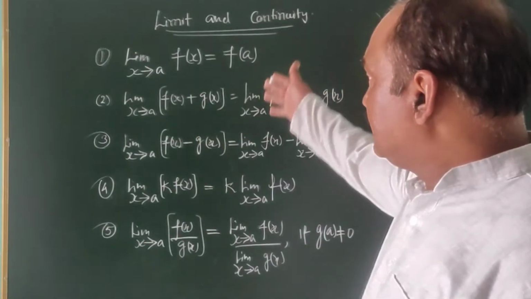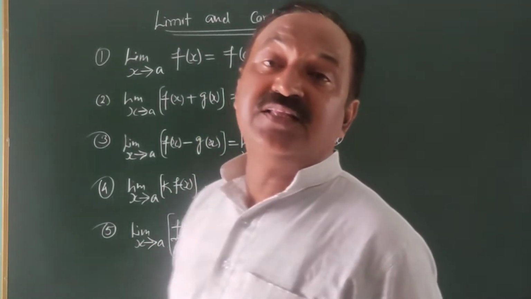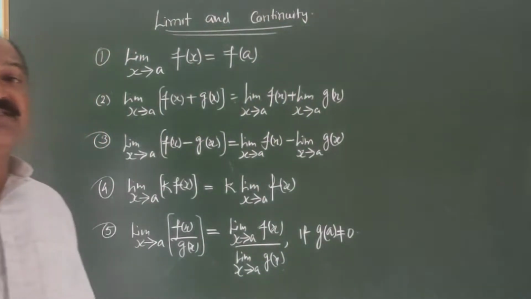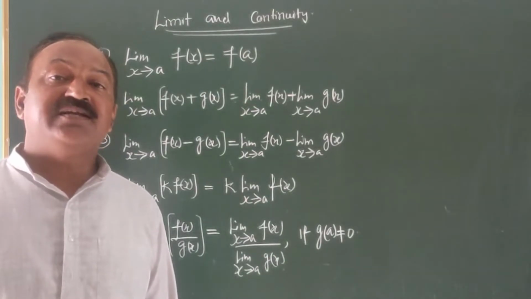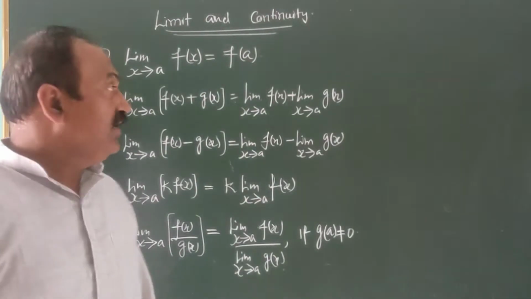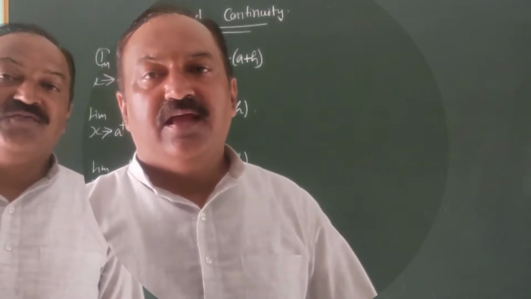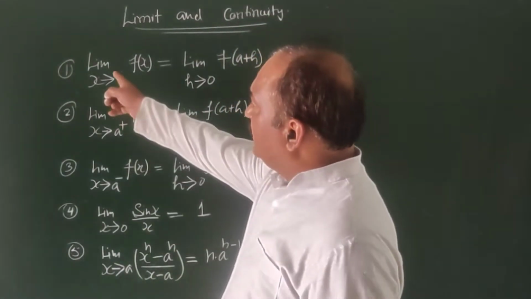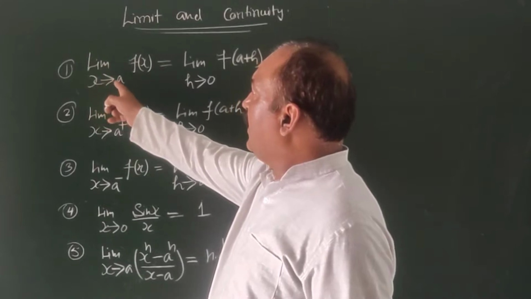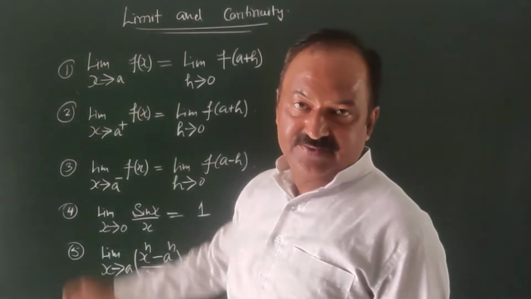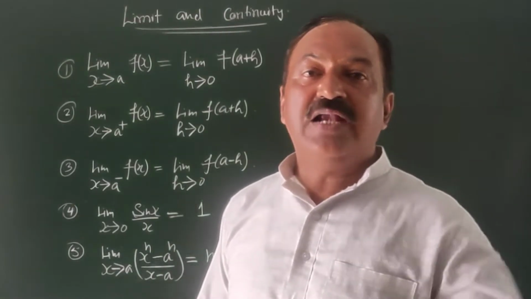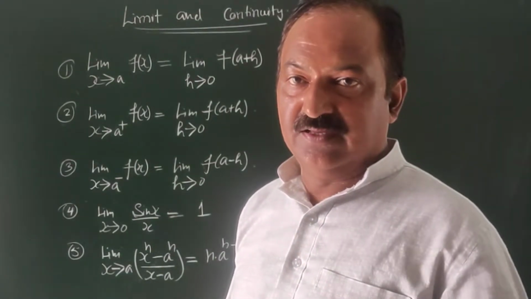So these are the some formulas of the algebra of limits. Now let us discuss definitions, mathematical definitions of the limits of another formulas of the limits of a function. The first is limit of x approaches to a f of x is equal. This is also called change of limits.